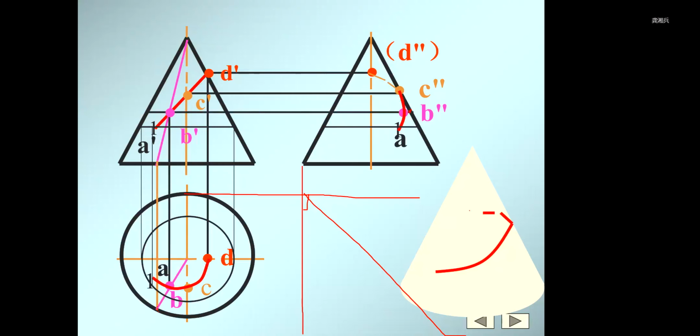Use a curve line. Because BD is in this direction, BD this line is blocked by this part. So BD in this projection is not visible. CD, sorry, CD is not visible.